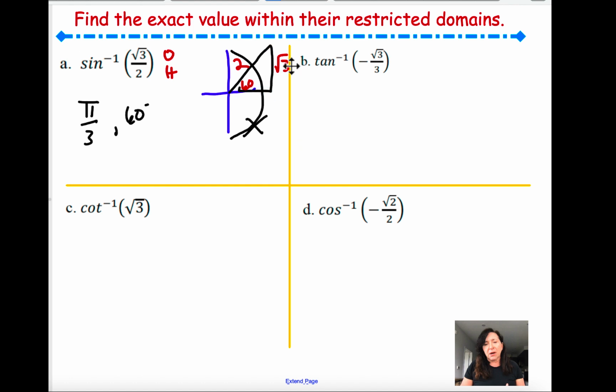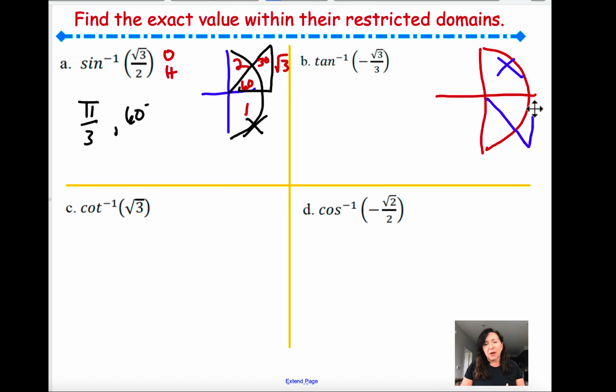Always opposite 60 degrees is root 3. Always opposite the 30 degrees is 1. Depending on which quadrant, again, that will make the values positive or negative. In this question, it says, where is tangent negative root 3 over 3? Also, like sine, tangent has this first and fourth quadrant restricted domain. So this is out on top.